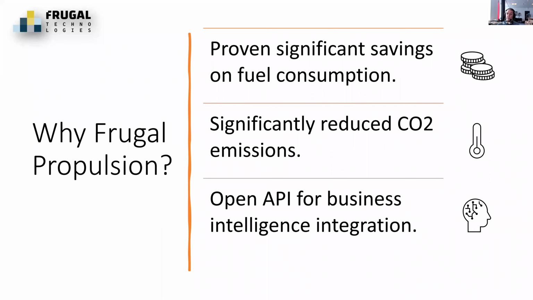So there's the proven significant savings on the fuel consumption. That's one thing. And then there's the significantly reduced CO2 emissions, because those two follow along with each other. If you spend 1 ton of fuel, then you're going to emit about 3.3 tons of carbon dioxide, and those two directly correspond to each other. So that's a significant savings on that account as well.